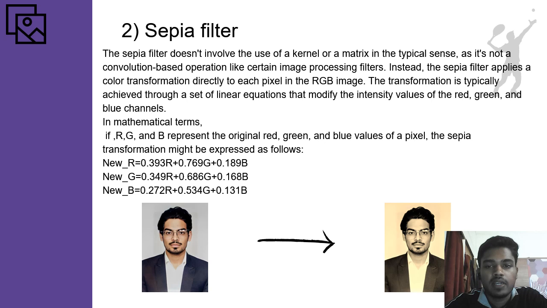The transformation is typically achieved through a set of linear operations that modify the intensity values of red, green, and blue channels. In mathematical terms, we can understand it as RGB represent the original red, green, and blue values of a pixel. The sepia transformation might be expressed as follows. The equations are as follows, as being displayed on the screen. Then we can see the input image being given and it's converted after applying the sepia filter.